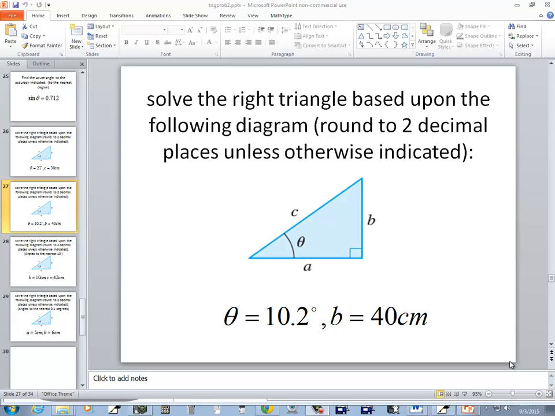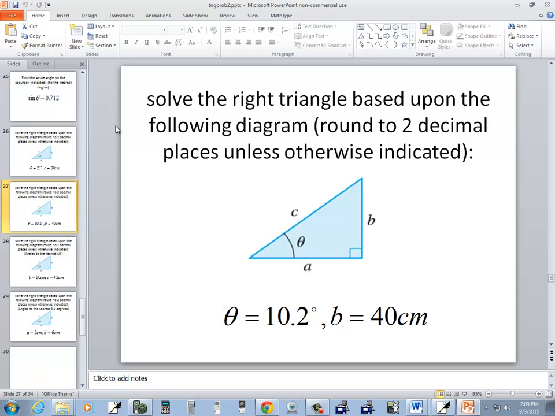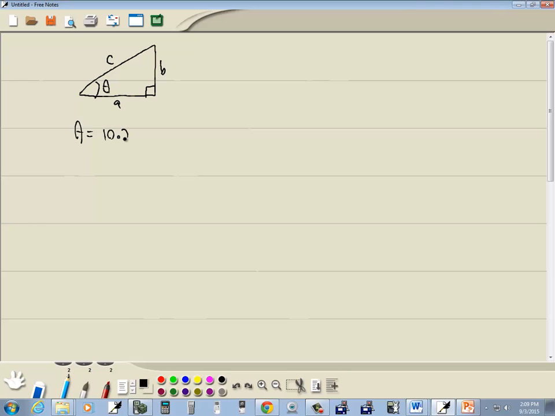Let's take a look at this problem. Got our picture. There's theta, and this is A, B, and C. And they're telling us that theta is equal to 10.2 degrees and B is equal to 40 centimeters.